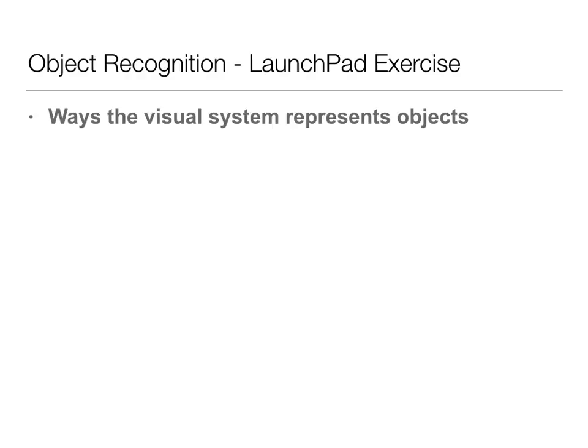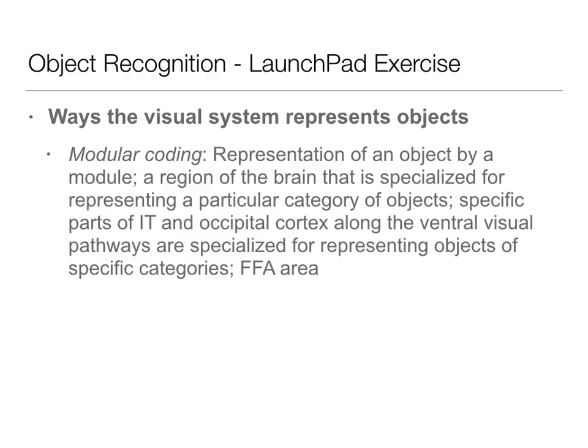So let's talk about what we do know about the different ways that the visual system represents these objects in terms of the brain. There's a Launchpad exercise that we'll go through on this as well that will walk you through these distinctions. One of the ones we're going to talk about is modular coding. Remember, a module in the brain is an area or region of the brain that's specialized for some sort of activity. In terms of modular coding for object recognition, it's been found that there are regions of the brain that are specialized for specific objects, such as the fusiform face area, the FFA, a specialized region in the brain for recognizing faces. There are other areas in the brain that are specific for recognizing different kinds of objects, and we'll talk about those.